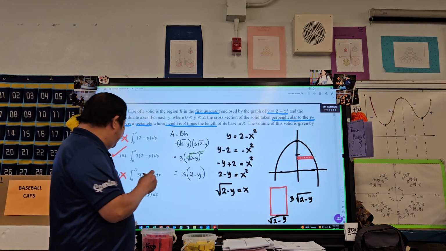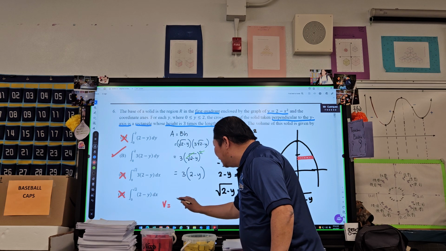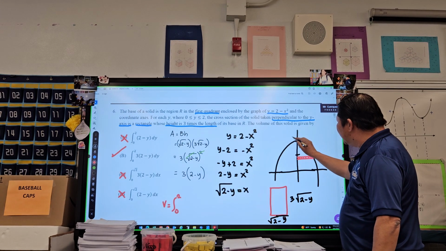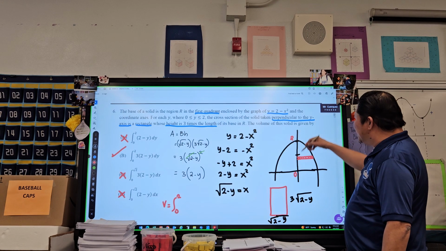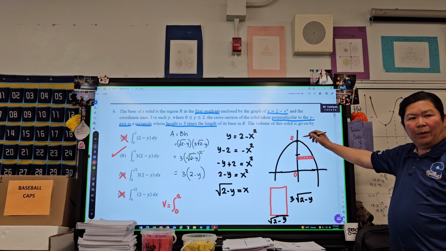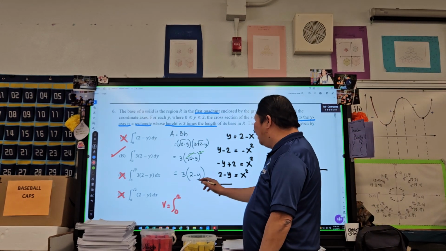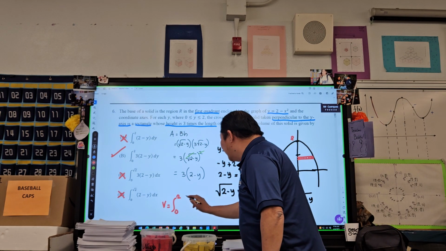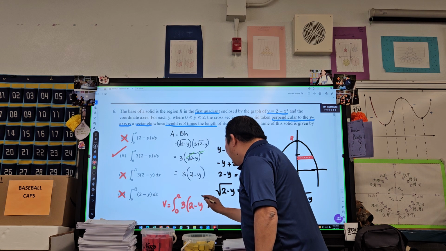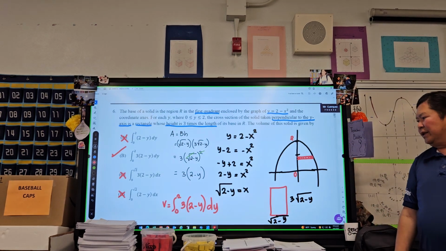So we're gonna have the final answer for volume right here. That volume is equal to the integral from 0 to 2. This is 2 guys, 2 units. And since this is perpendicular to the y-axis, this will be our limit. Okay? And then you have now this expression. So we have 3 times 2 minus y and then dy as our final answer, right? Okay?